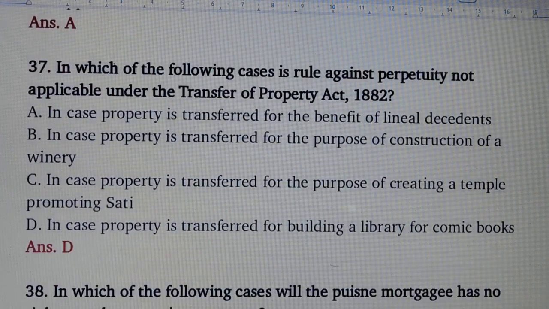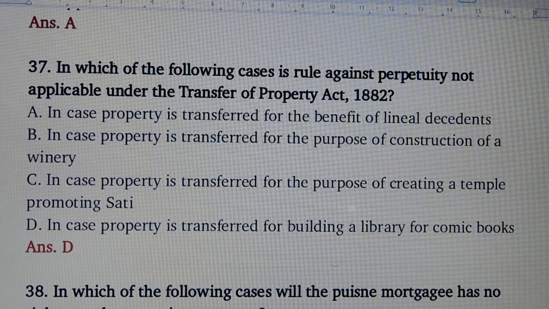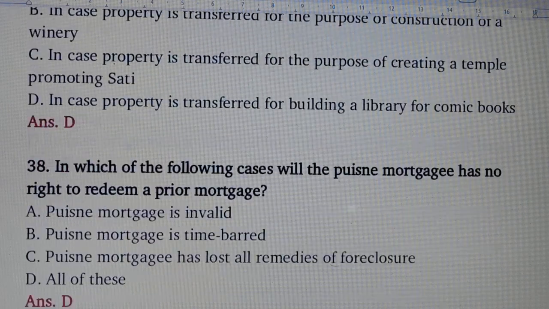Question number 37. In which of the following cases is rule against perpetuity not applicable under the Transfer of Property Act? Answer is option number D. In case property is transferred for building a library for comic books.